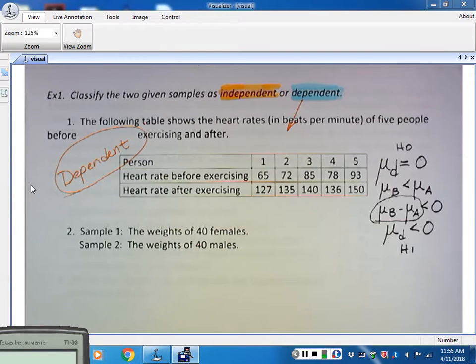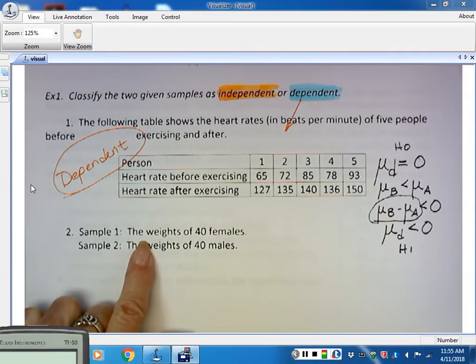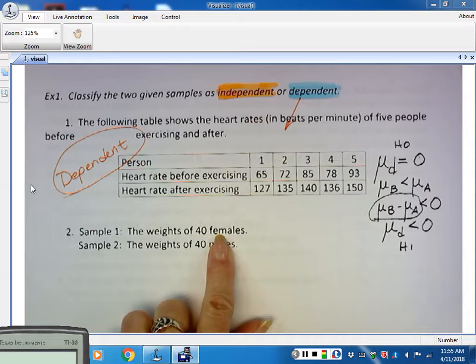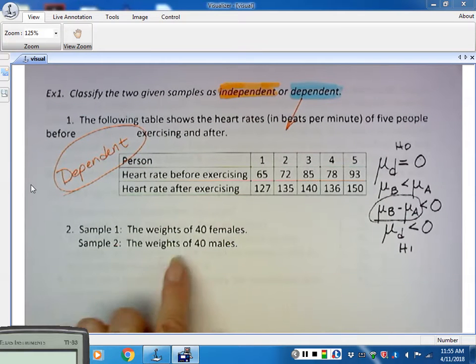That one's dependent. Sample 1 is the weights of 40 females. Sample 2 is the weights of 40 males. Is there any connection between those two sets of weights? Any pairing? No. These people are not related in any way.